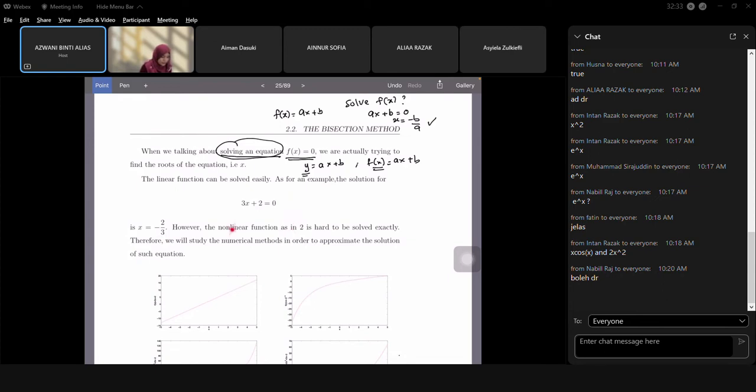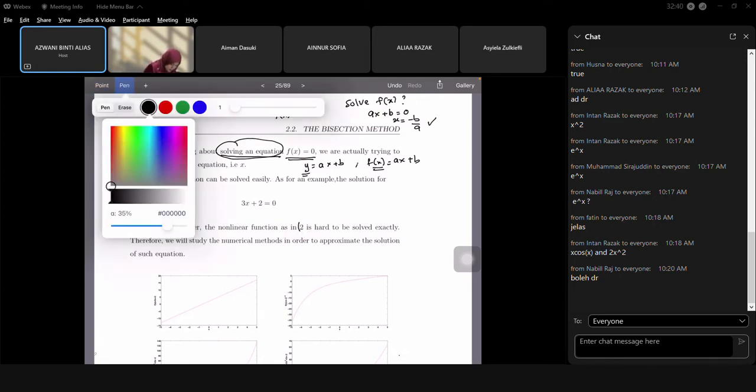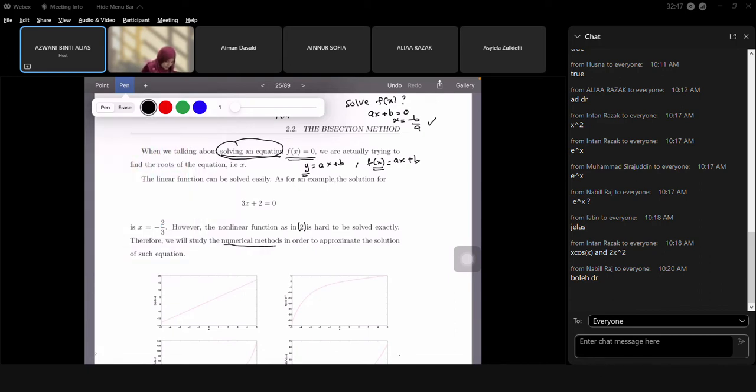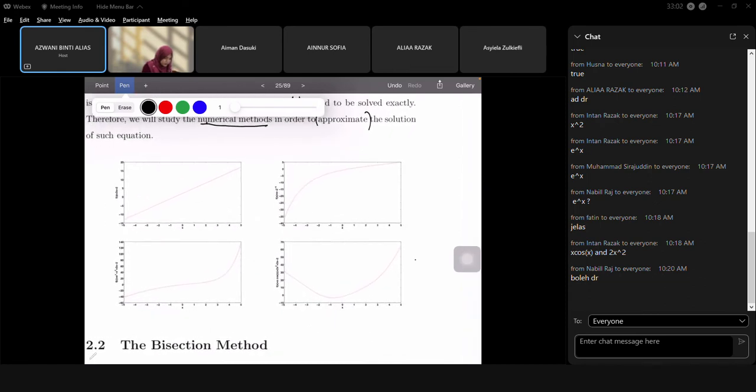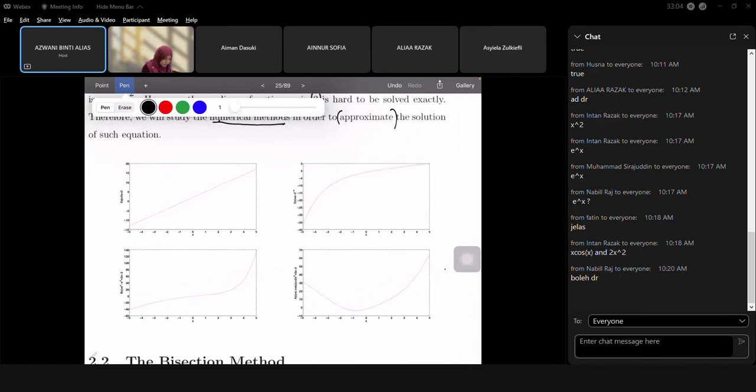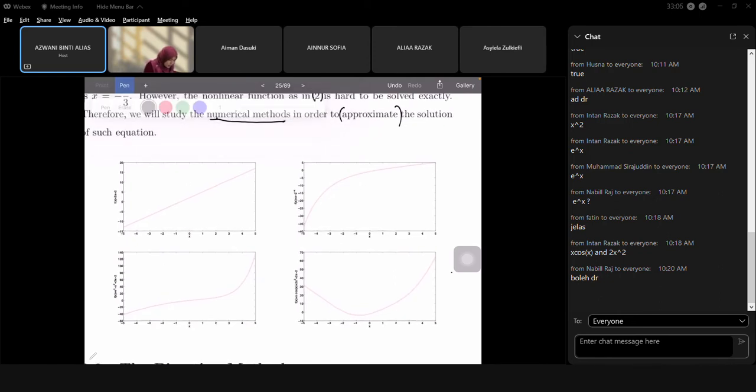However, the non-linear function, this is equation 2 actually, is hard to be solved exactly. Therefore, we will study the numerical method in order to approximate. So any numerical method that we use, you will only get an approximate solution. Approximate solution only. So for example, the given 4 graphs.